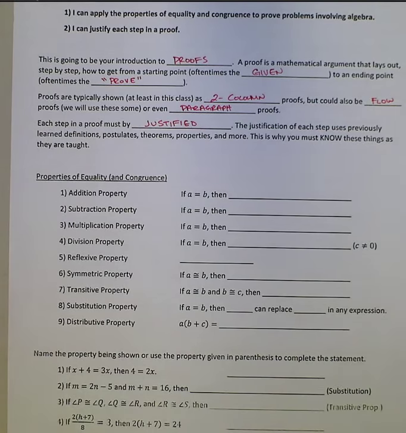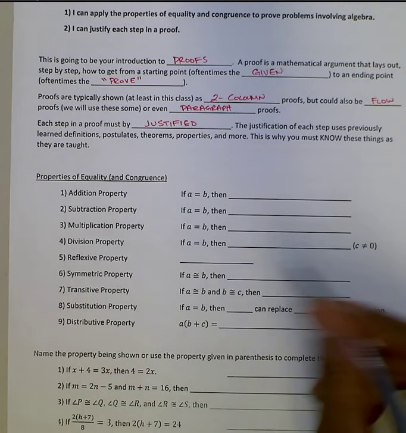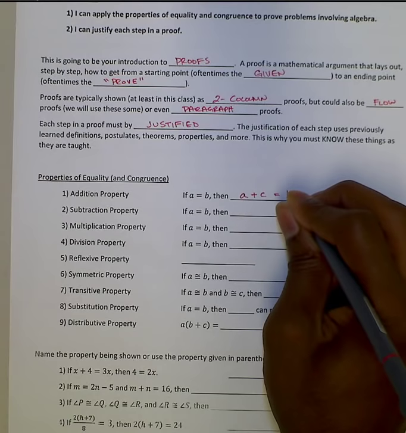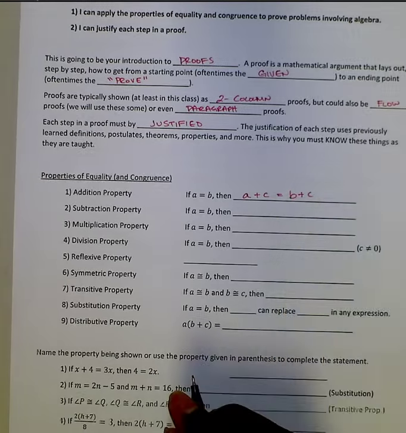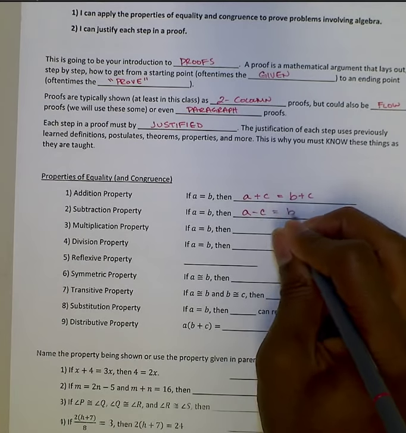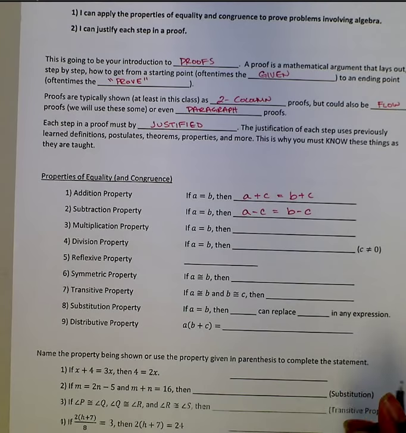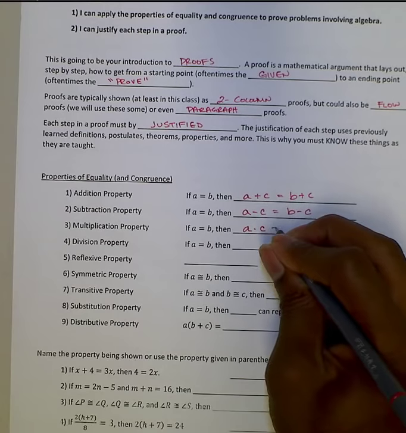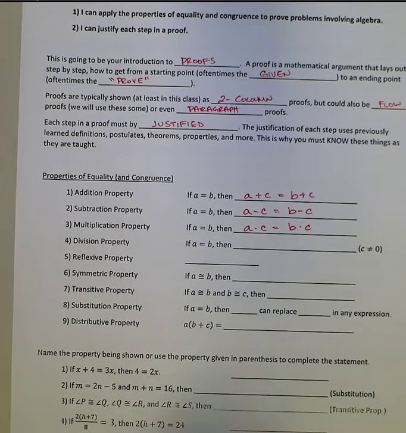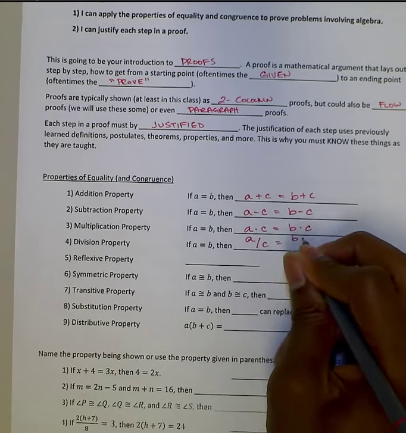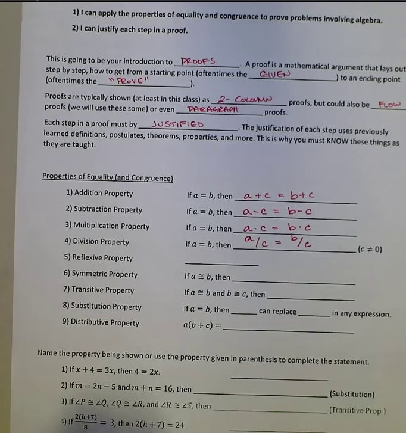The addition property just says if A equals B, then A plus C equals B plus C. I'm adding the same thing to both sides. They must still be equal. Subtraction property, if A equals B, then A minus C equals B minus C. Multiplication property, if A equals B, then A times C equals B times C. The division property, if A equals B, then A divided by C equals B divided by C, understanding that C cannot be equal to 0.